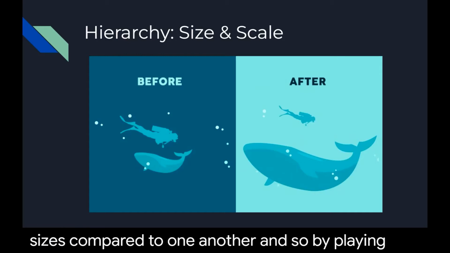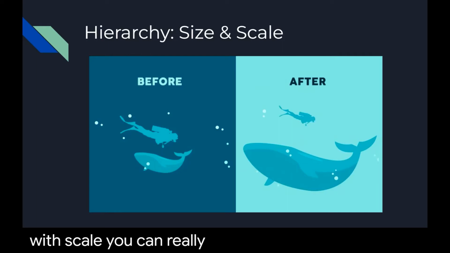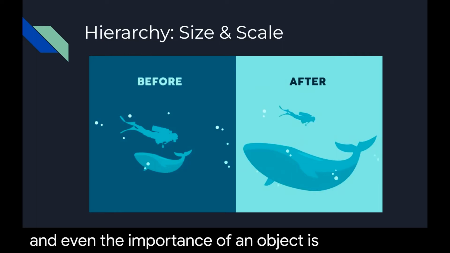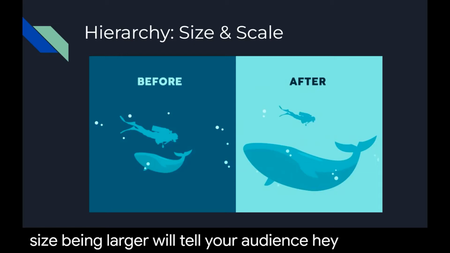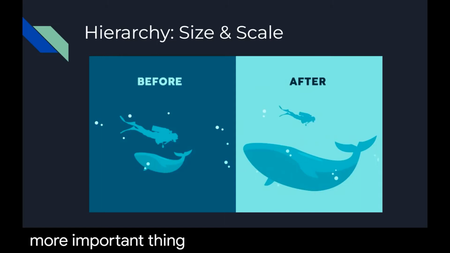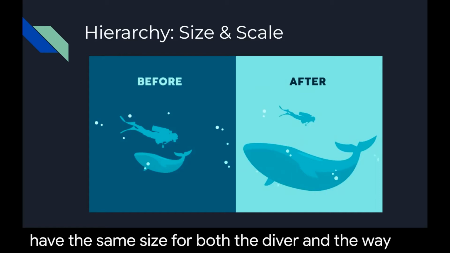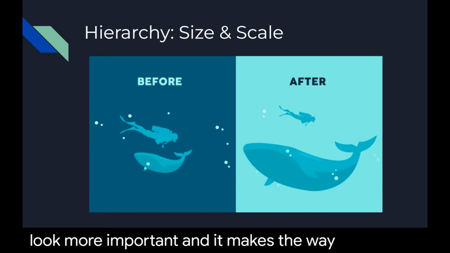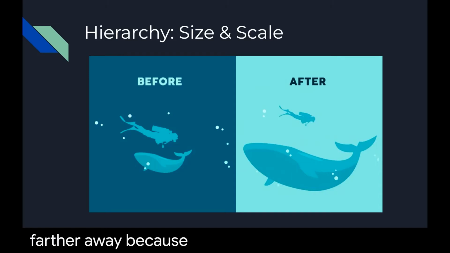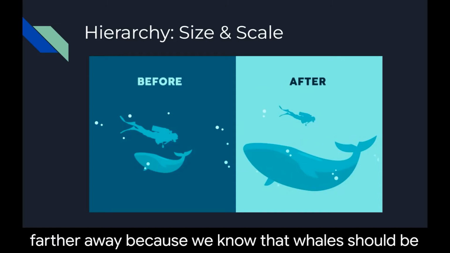And so by playing with scale, you can really tell someone what the size and even the importance of an object is, because the size being larger will tell your audience, hey, this is the more important thing. So in our example on the left, we have the same size for both the diver and the whale, but this is not drawn to scale. It makes the diver look more important and it makes the whale look farther away because we know that whales should be larger than humans.